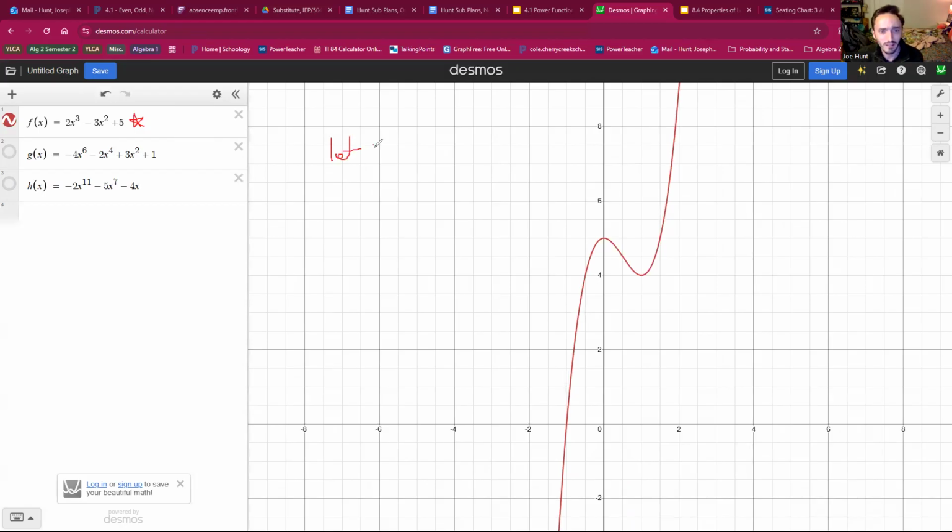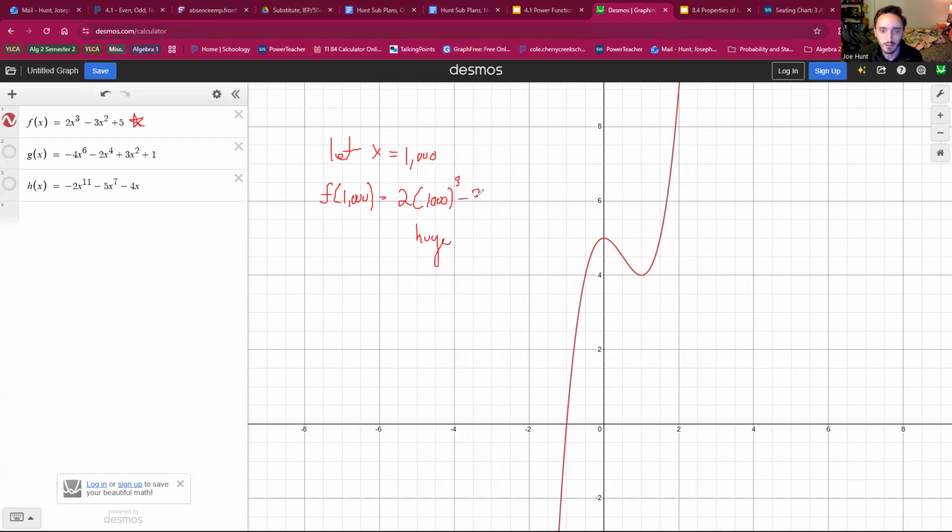Let's let x be a big positive number, like 1,000. If I wanted to figure out the output for x equals 1,000, I have to plug it into that rule and see what I get. I can make a guess that I'm going to get a huge positive number out based on the shape of the graph, right? But let's actually run it out, at least a little bit, and see what happens. F of 1,000 is going to look like 2 times 1,000 times 1,000 times 1,000. That's going to be huge.